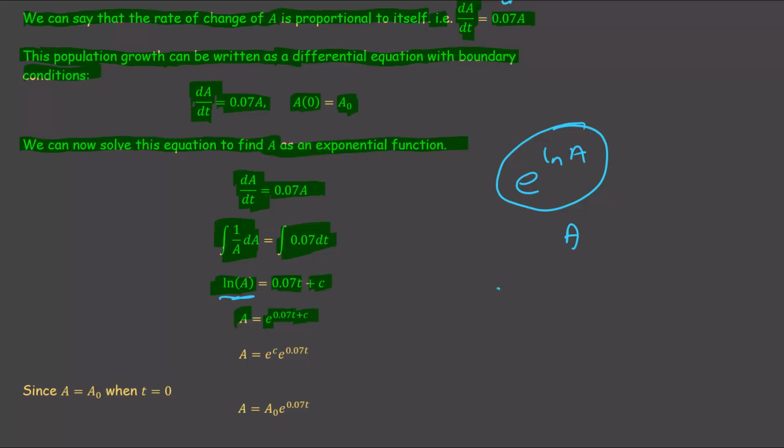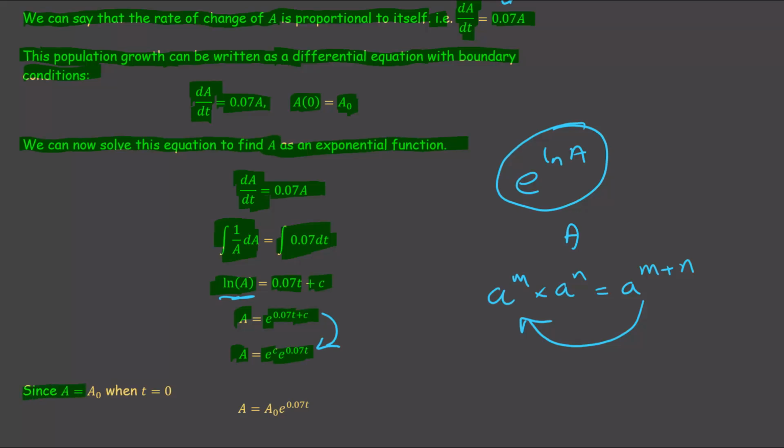Now, we know the index law, a to the m times a to the n is a to the m plus n. All we're doing in going from here to here is splitting this by going in this direction on the index law. Just have a look at that if you're not sure. And so A is equal to e to the c times e to the 0.07t.